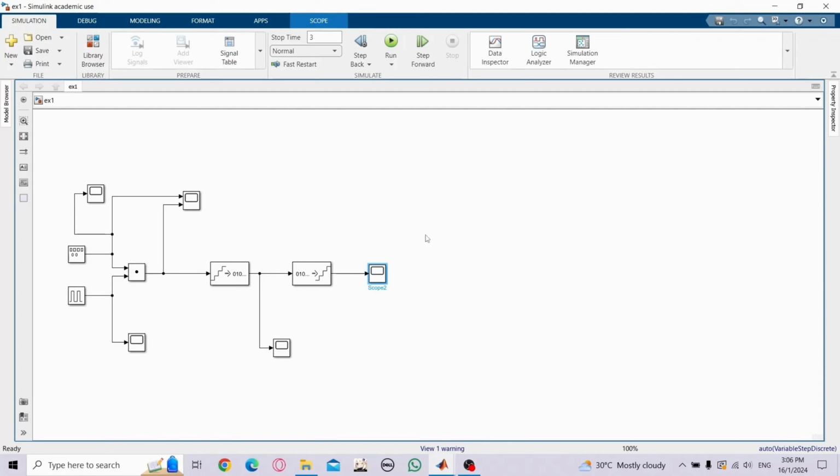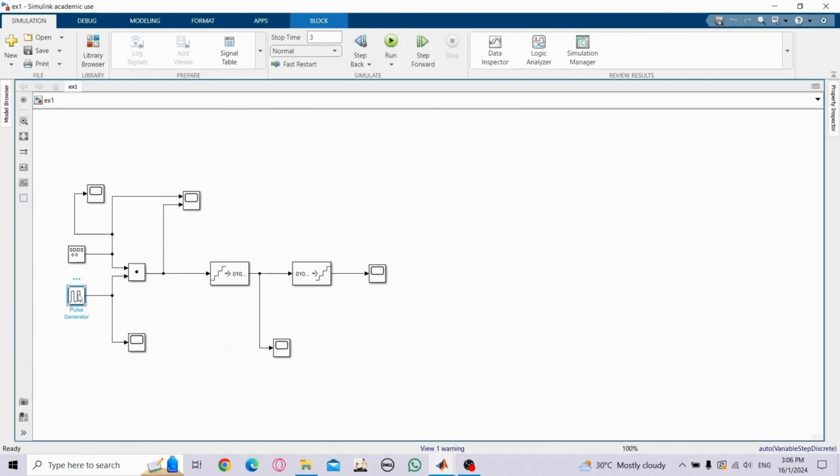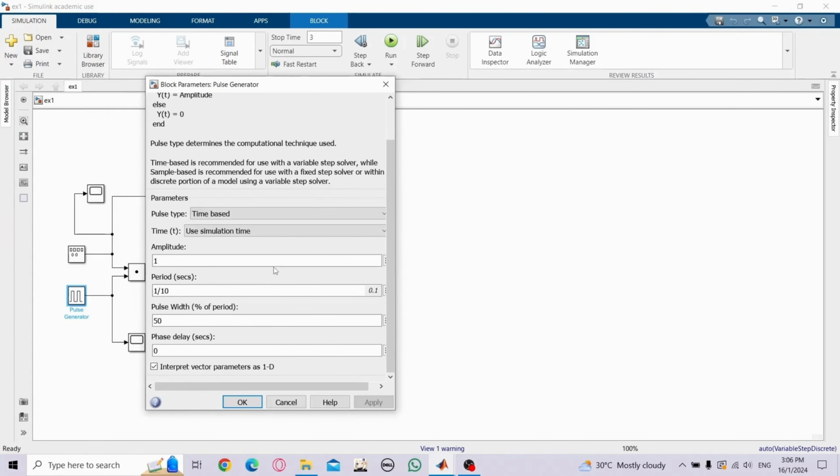Today I'm going to show you how to use the MATLAB simulator for questions 1 and 2. First, put a function generator, a signal generator. Make sure the amplitude is 1 and the frequency is 1, using unit hertz. Then put a pulse generator. The period is 1/10 and the pulse width is 50.